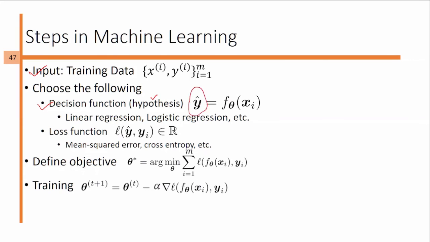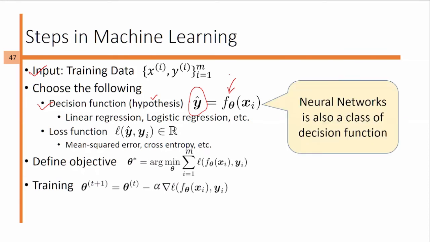Here I have written it in a different way. I want to estimate the dependent variable, and this is my unknown function, which I want to build. For linear regression, it will be a linear function. For logistic regression, it will be a logistic function. And for neural networks, it will be a different kind of decision function.